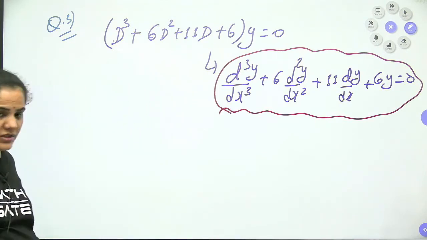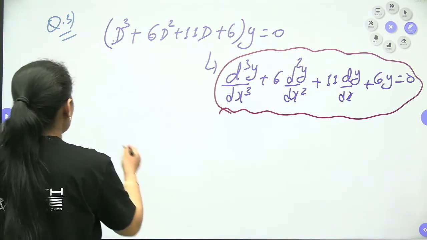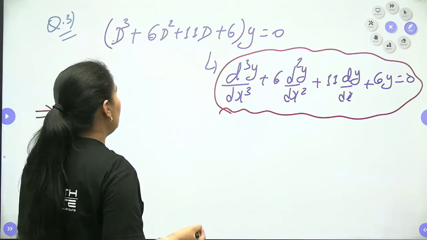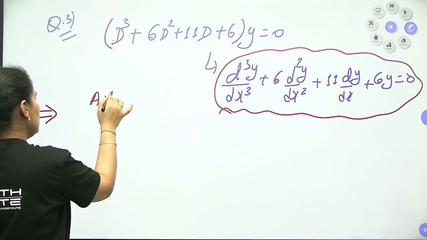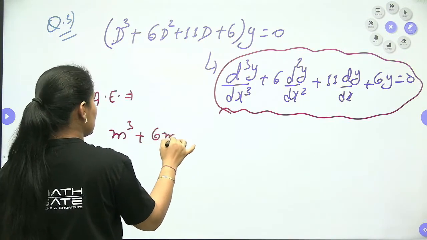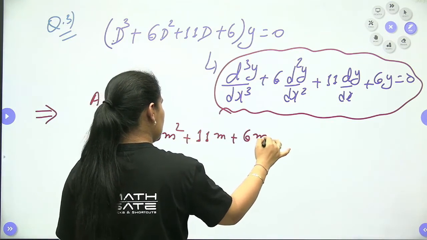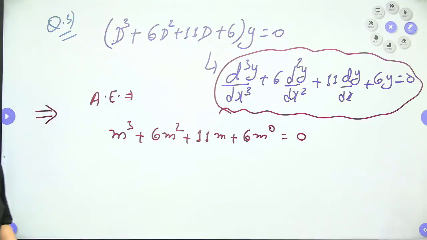Okay, now let's approach it, guys. When we approach it, it will become what? Let me write down the auxiliary equation of this one. So when we write down the auxiliary equation, it is m cube plus 6m square plus 11m plus 6 into m to the power 0 is equal to 0. Why do I write 0? I will show you, guys.